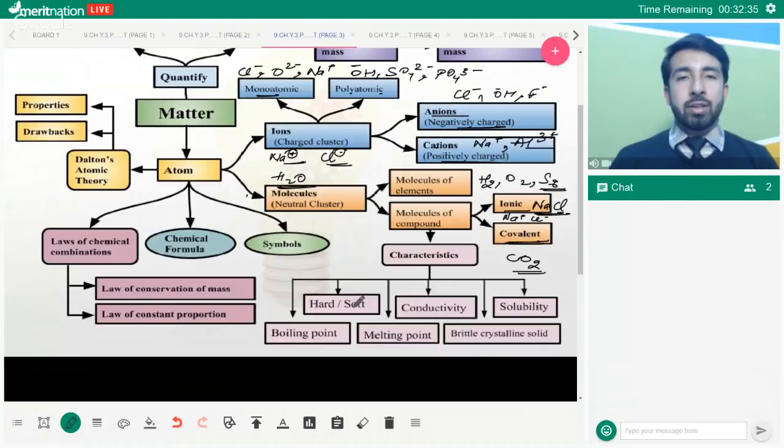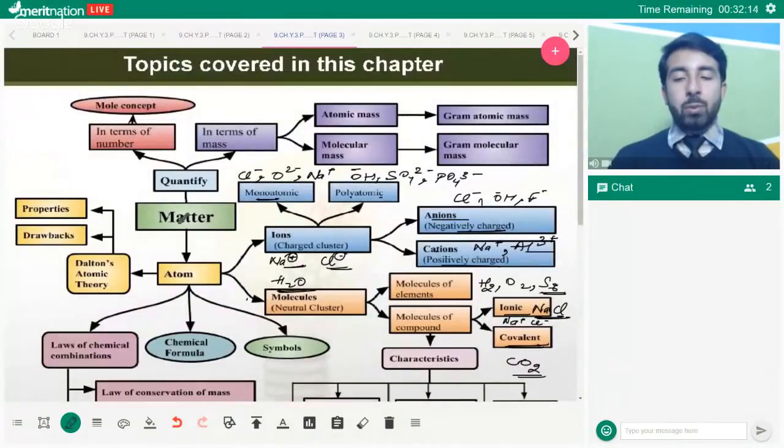Ions are formed from atoms by losing or gaining of electrons. Now, the properties which you have to study about the molecules of a compound are hard or soft, boiling point, melting point, conductivity, solubility, and brittle crystalline solid. So, this was the part of your matter. Isomerism is not there in this chapter. Let's leave it for the rest of the part.